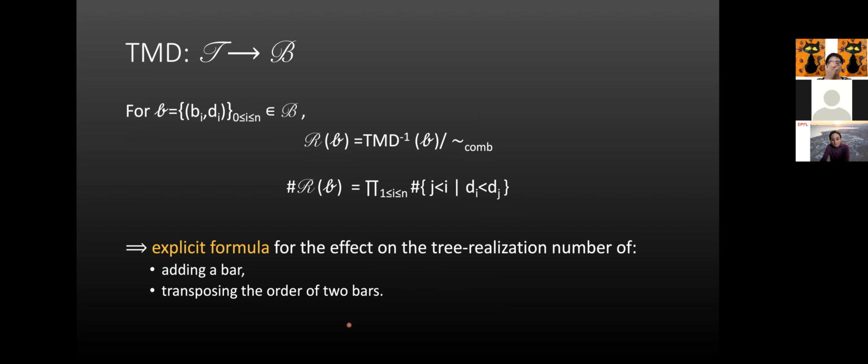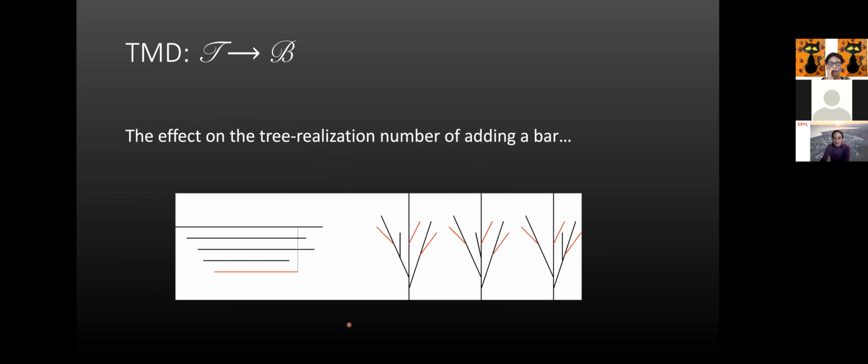And so I just wanted to show you what happens to the tree realization number when you add a bar. So if you look at the 4 black bars here, the possible combinatorial types of trees that realize this barcode are given by these trees that are denoted in black here. If you look just at the black part of these trees, you see that they're actually combinatorially different. Now, if you add one more bar here, then it turns out that, for example, there are 3 different ways you could add the bar to this tree or to this tree or to this tree.